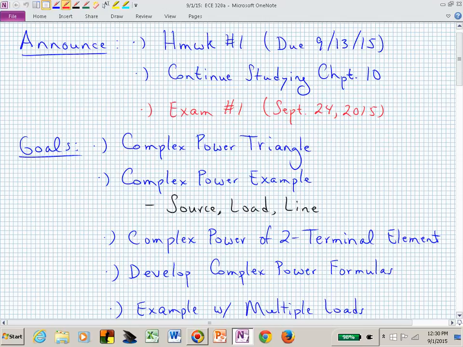Homework number 1. I've already had a question or two on that, so apparently it is working. It is active. I know that many of you have signed up for the mastering, but that's how you will submit homework. We're in chapter 10, and exam number 1 is on the 24th, so that's about 3 weeks away.